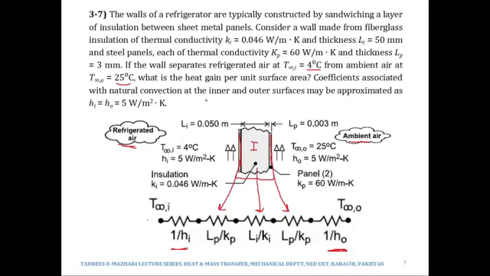Coefficients associated with natural convection at the inner and outer surfaces may be approximated as 5. So the convection coefficients associated with natural convection, both inside the refrigerator and outside the refrigerator, have a value of 5 watts per meter square Kelvin. So this is the thermal network. So what would be the direction of heat flow? From higher temperature of 25 to lower temperature of 4 degrees Celsius. This would be the direction of heat flow.